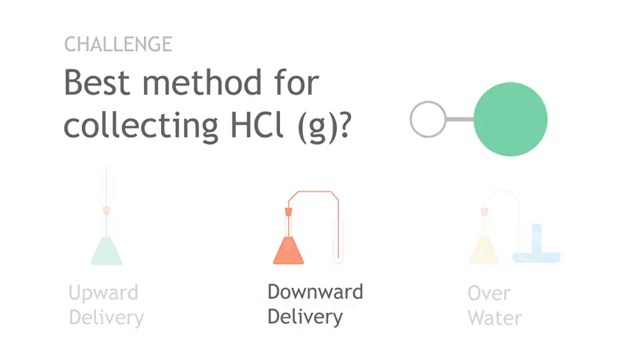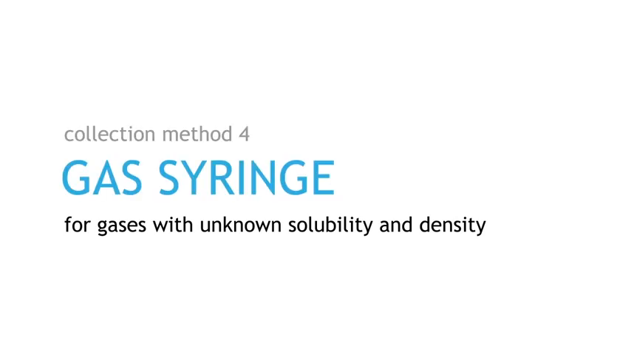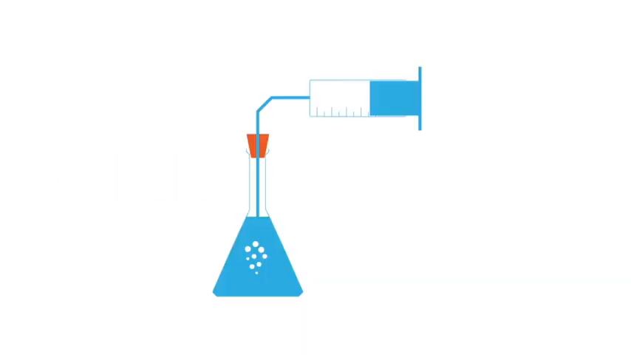This brings us to the next topic and addresses a very important question. What if you are unsure of the solubility and the density of the gas produced? A method to collect a gas, irrespective of these properties, is by using a gas syringe. It is a closed container, so the density of the gas does not need to be taken into consideration. It can also be used when the volume of a gas produced needs to be measured.